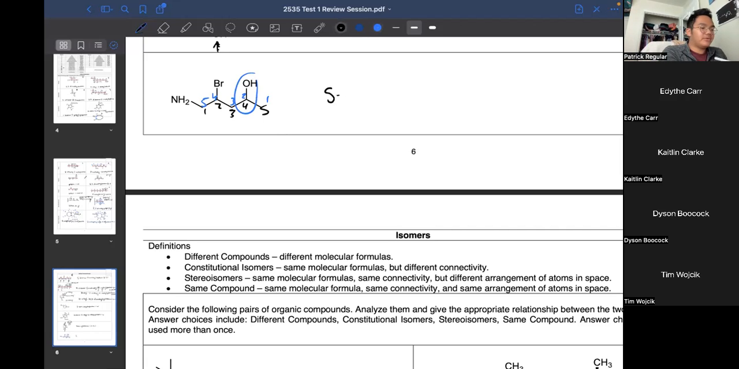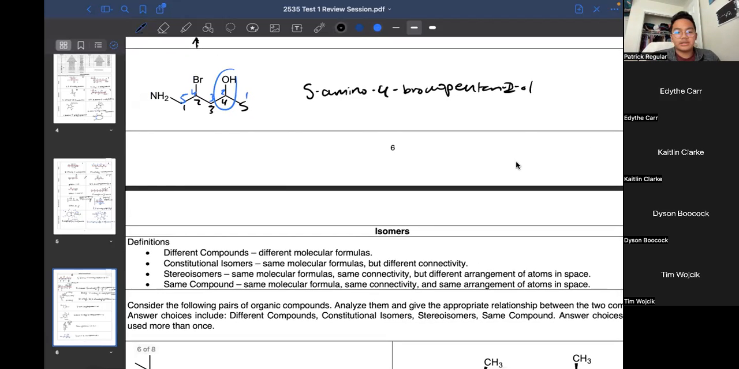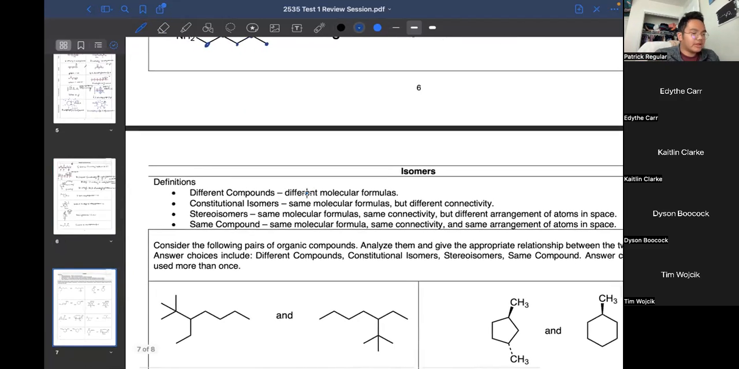So it would be 5-amino, 4-bromo, pentan-2-ol. My bad. This would not be a hexane. Did I write pentane? Yeah, it's a pentane. We have 5 carbons. Here, let me redraw it. 1, 2, 3, 4, 5. Oh, okay, I see. Because there's an amine group where the carbon I was thinking would have been. Never mind. Now let's get into isomers.